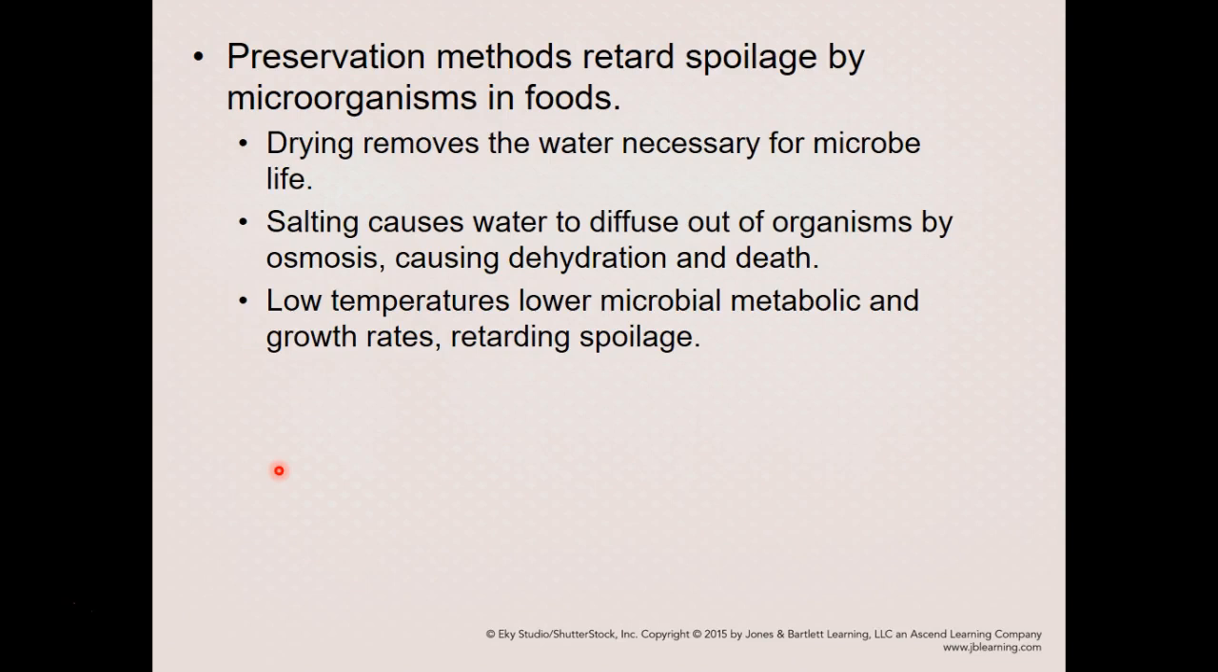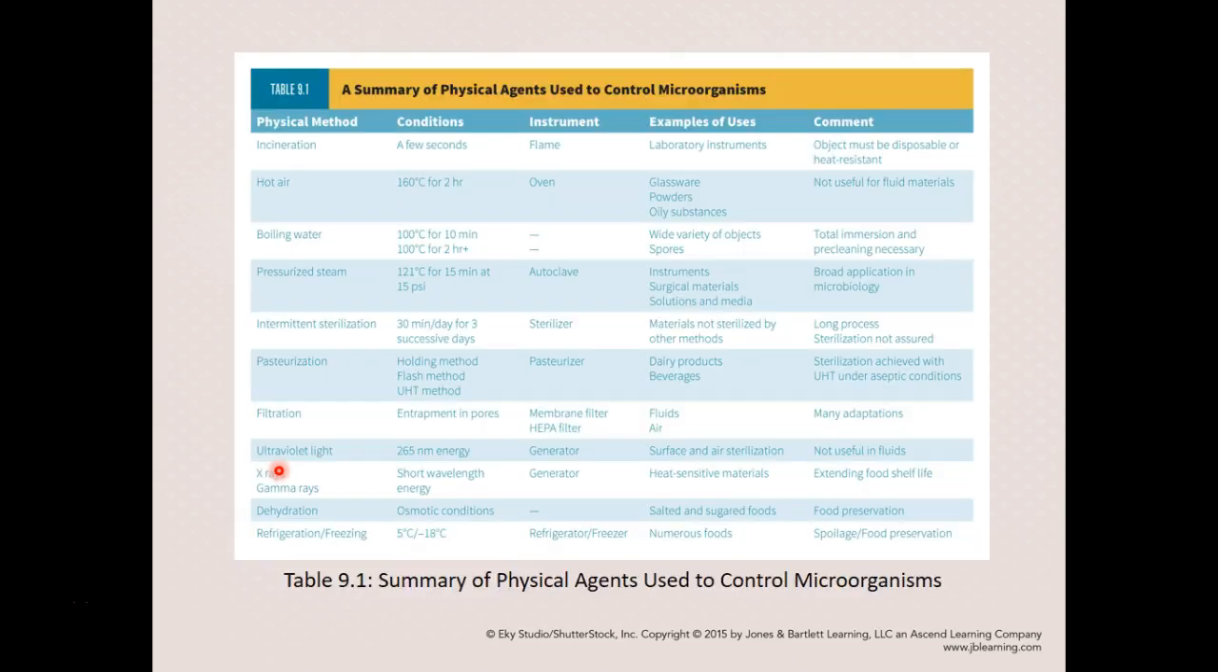We can dry out microbes as well, so basically dehydrate them. Salting or adding sugar can decrease the amount of water, so it dehydrates them, and dehydration typically causes death of the microbes. So we've talked about these different mechanisms, and now we're going to go into the chemical control of microbes.